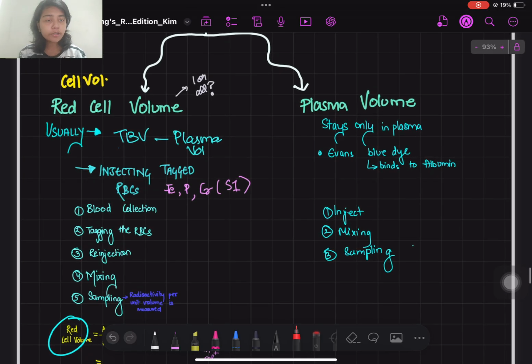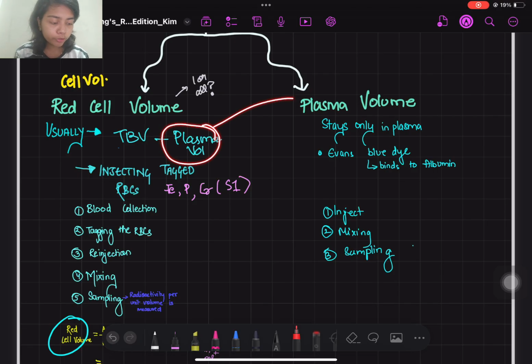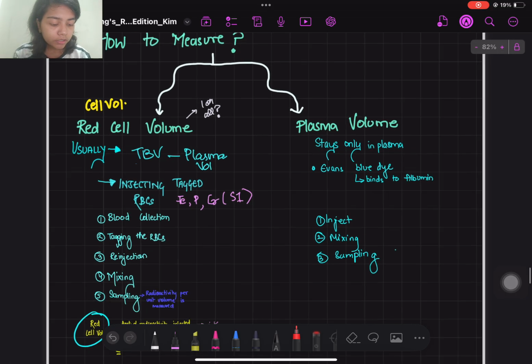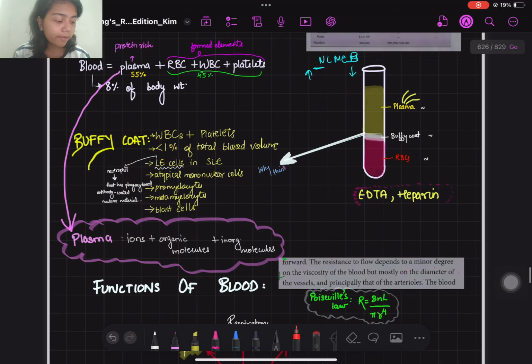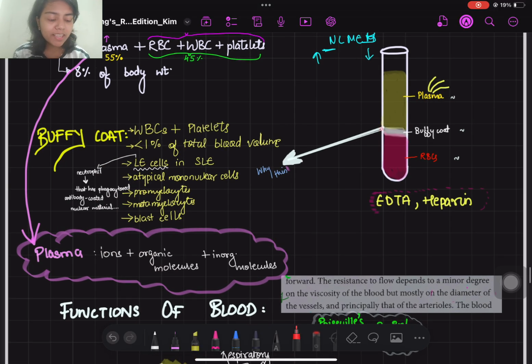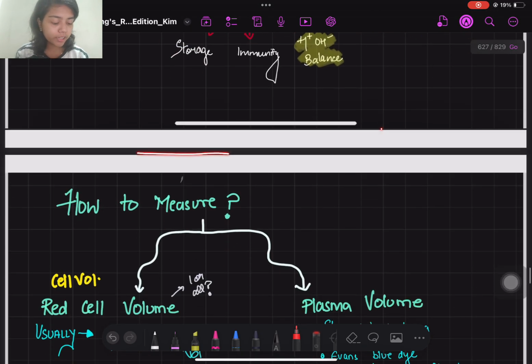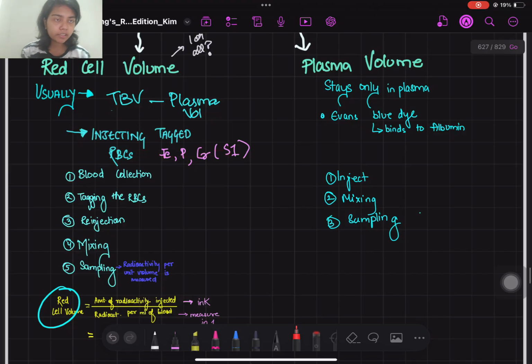There are two methods by which you can calculate it. One is that from the total blood volume you subtract the plasma volume, which will give you the red cell volume. Plasma volume you will learn how we do. For total blood volume you will require a term called hematocrit, which you will get in the RBC video. But why are we only subtracting plasma volume from total blood volume? Because WBCs and platelets are less than 1% of the total blood volume, so they don't have a significant effect.